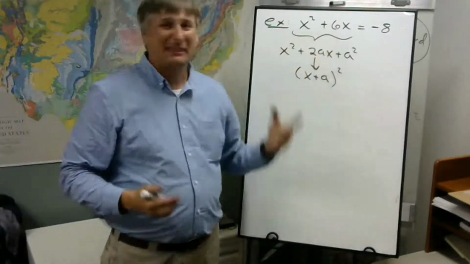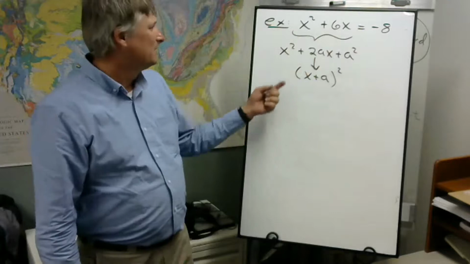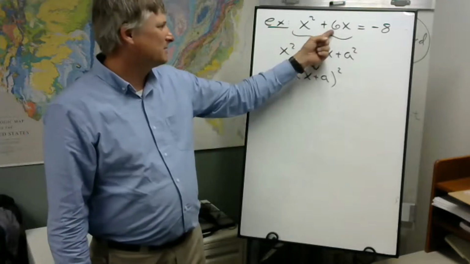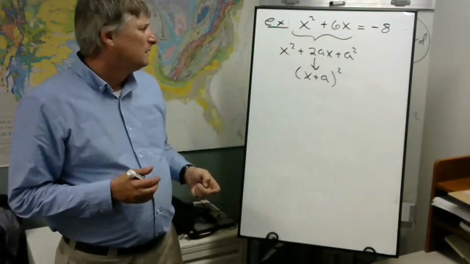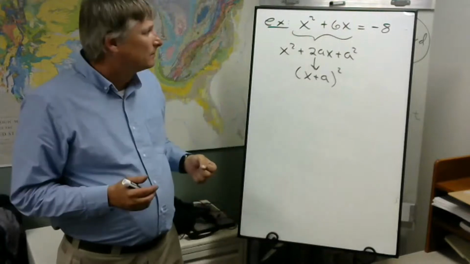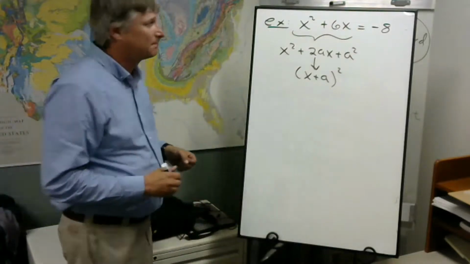Well, this doesn't look anything like that. I mean, there's an x squared term, there's a something times x, there's not even a square term there. So what could we do? Well, what we can do is this.